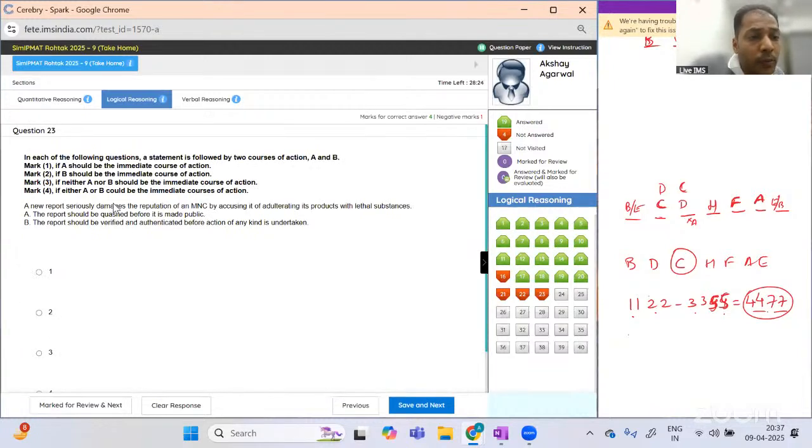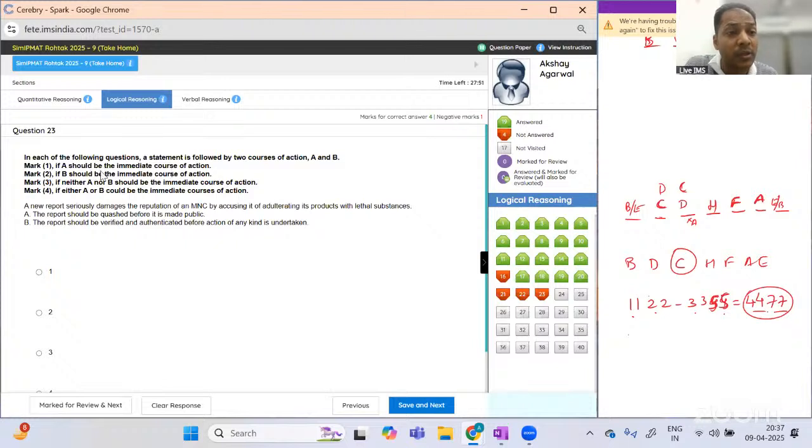Course of action. A new report seriously damages the reputation of an MNC by accusing it of adulterating its products with lethal substances. A: The new report should be quashed before it is made public. B: The report should be verified and authenticated before any kind of action is undertaken. Obviously, more than the reputation, it's about lethal substances. It should be verified, authenticated, and action should be taken.